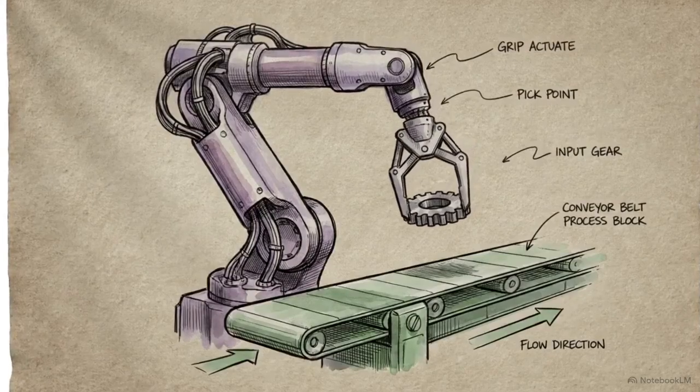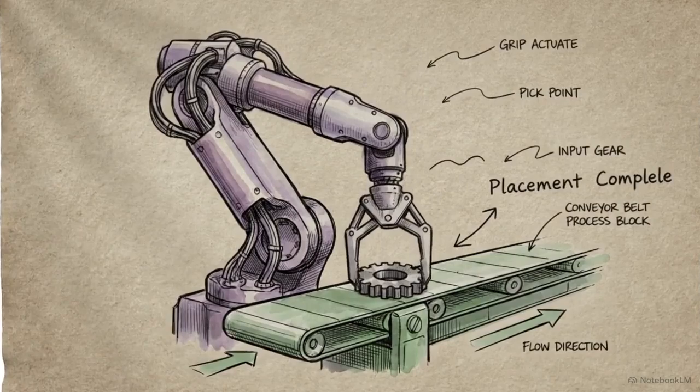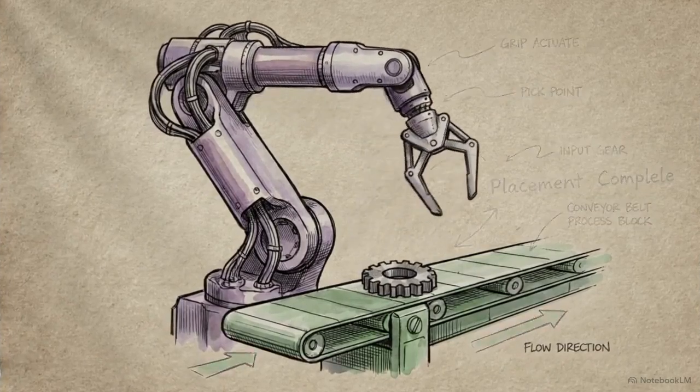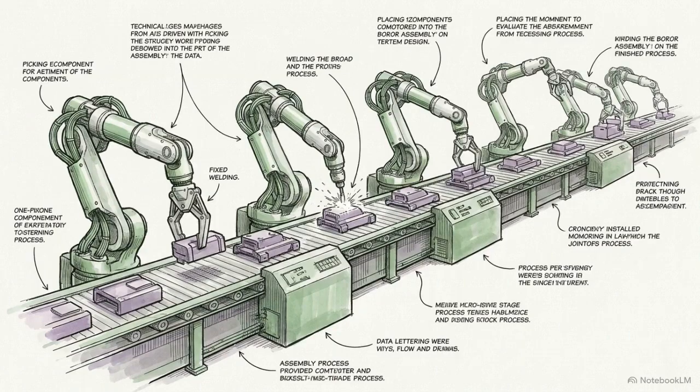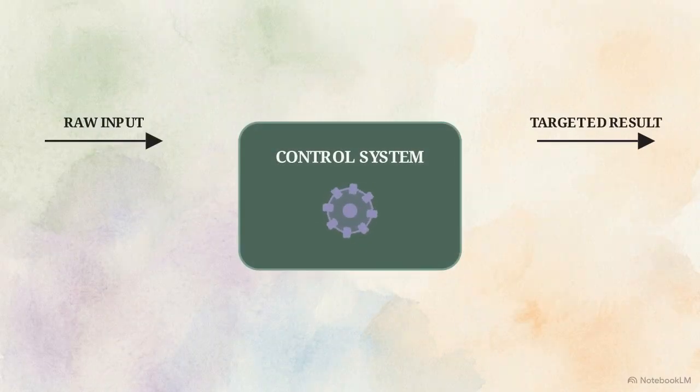Look at a modern manufacturing line. A precision robotic arm grabs a mechanical component and seamlessly slots it into place. That machine is part of a control system. Its entire purpose is to manage a physical process so that a specific targeted result is produced every single time.